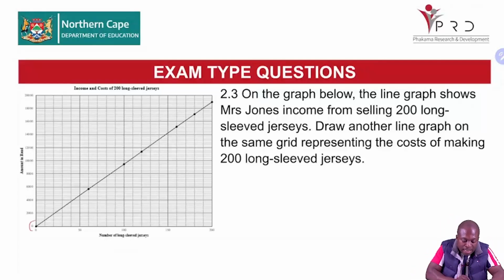It is the income. Remember I told you, the income line is the one that starts from 0, 0. On the graph, the line shows Mrs. Jones' income for selling all 200 long sleeve jerseys. Draw another line graph on the same grid representing the cost of making 200 long sleeve jerseys.